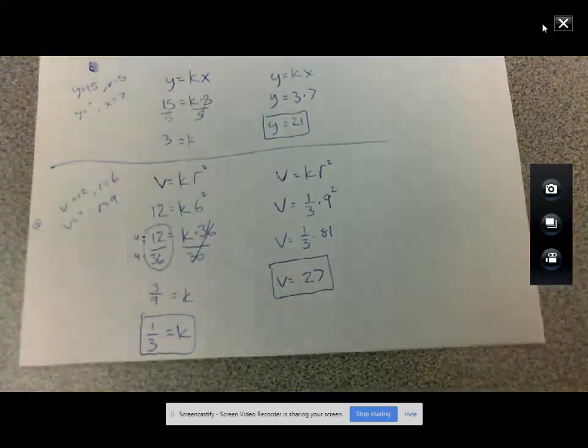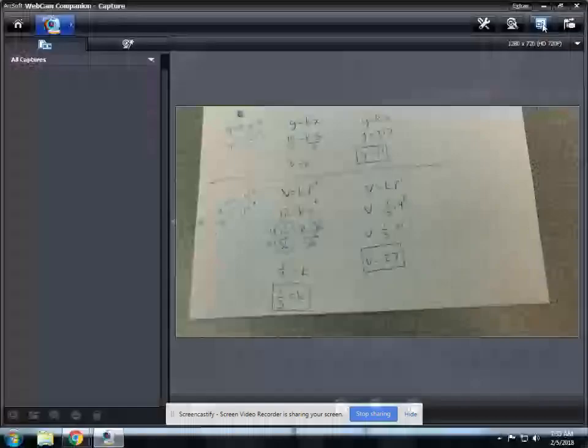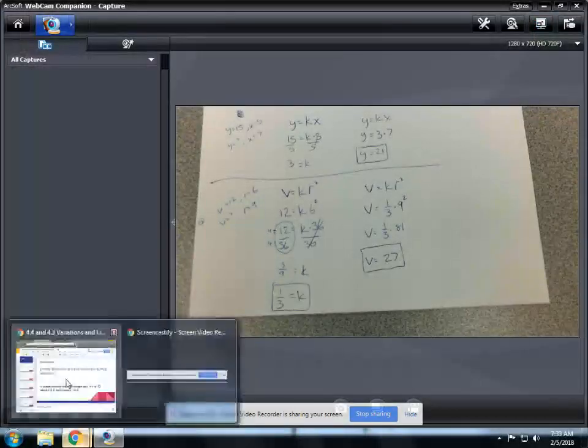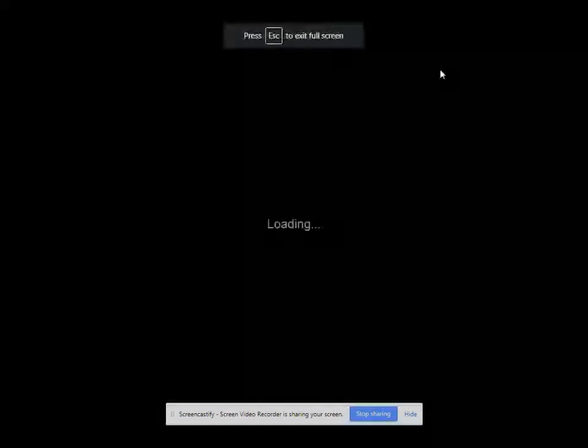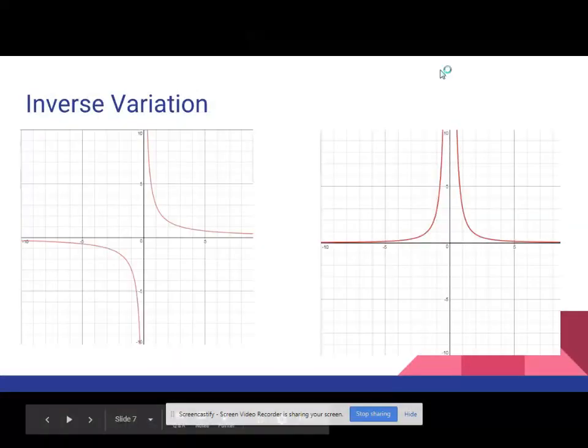I'm going to double check myself here, grab the calculator just to double check my mental math. 27. And so that's really how you do those. It's going to be very similar when we do inverse variations.